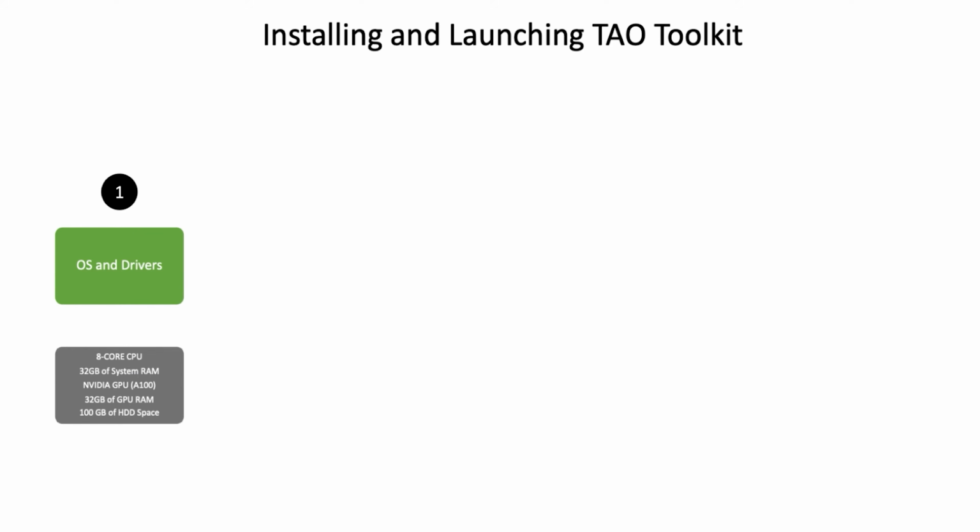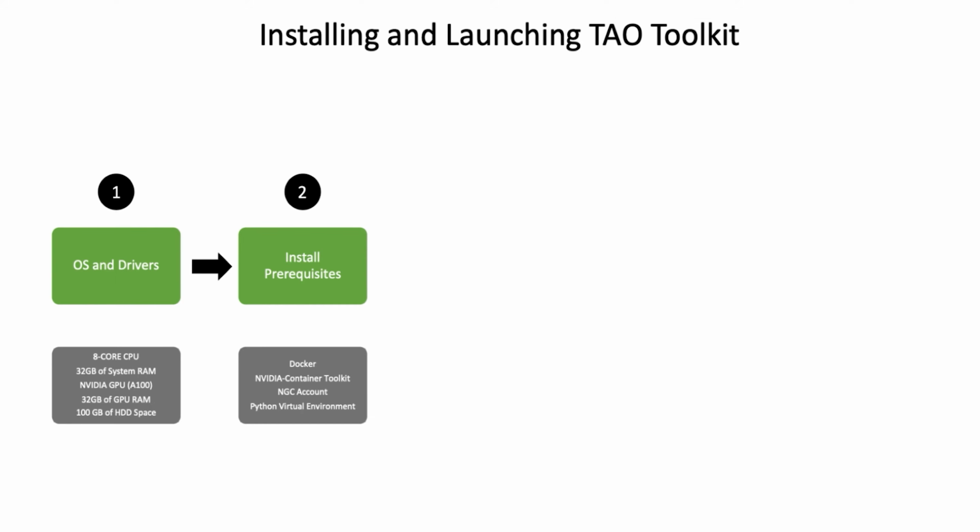The first step is to provision a system with the hardware requirements shown here. In the second step, we'll download and install the Docker environment. We'll also install the NVIDIA Container Toolkit and NVIDIA Docker, which will provide all the dependencies to run our TAO Toolkit container. We'll also set up an NGC account that makes it easy for us to pull the container with an API key. And finally, set up the Python virtual environment, which allows us to further isolate the TAO Toolkit from the host dependencies.